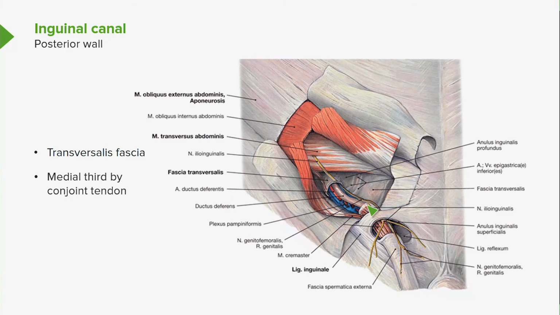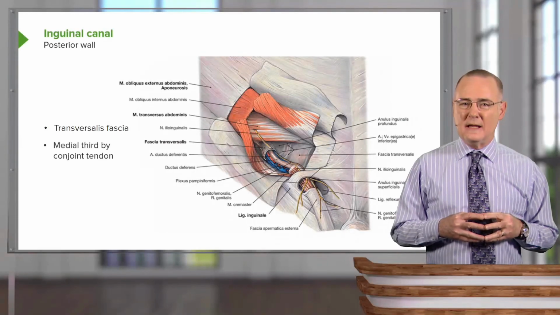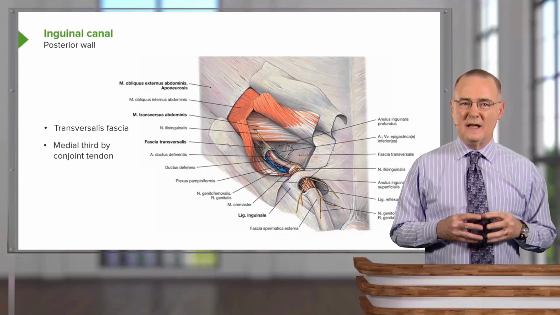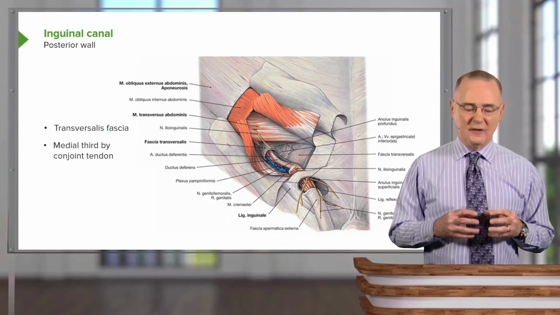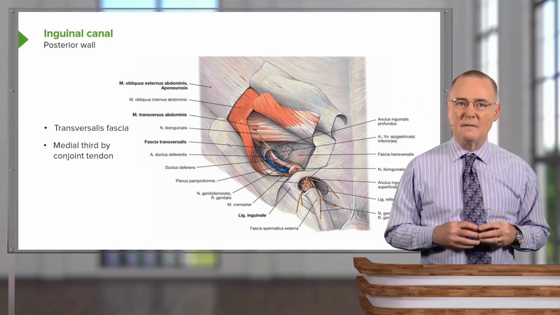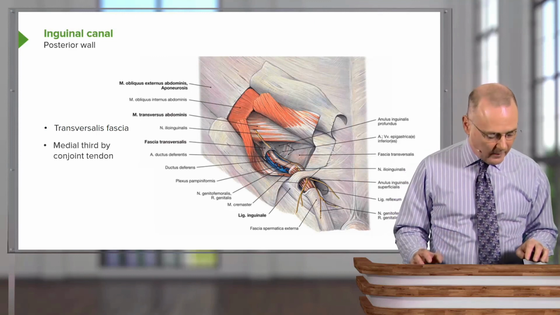More medially here along the posterior wall, and not visible at this particular point in time, is a tendon referred to as the conjoint tendon. It is formed by the aponeuroses of the internal abdominal oblique as well as the transversus abdominis. So that helps to reinforce the medial third or so of the posterior wall.